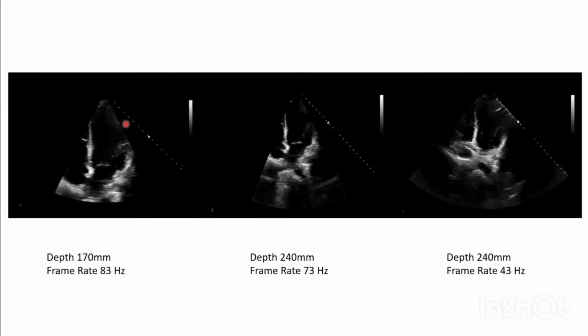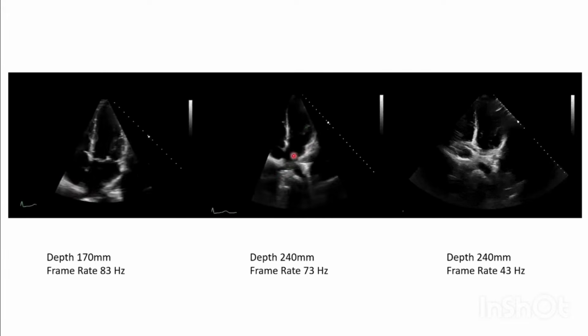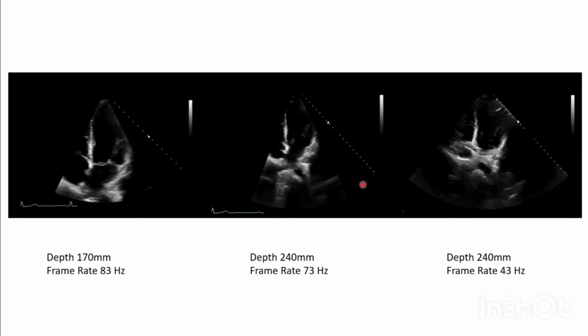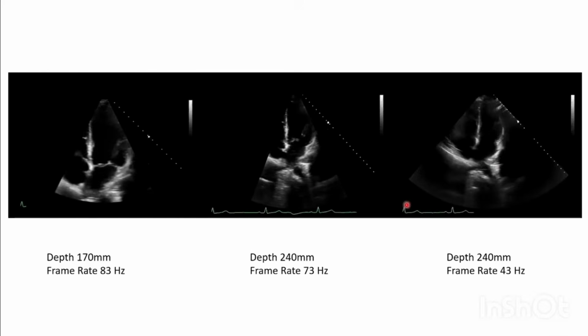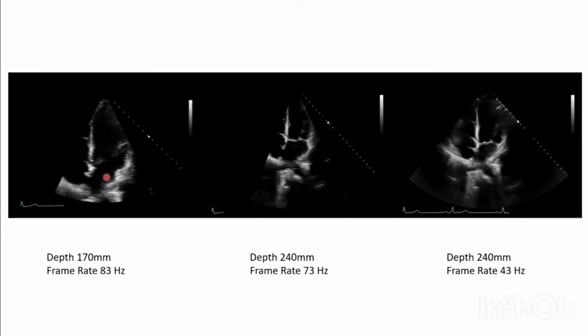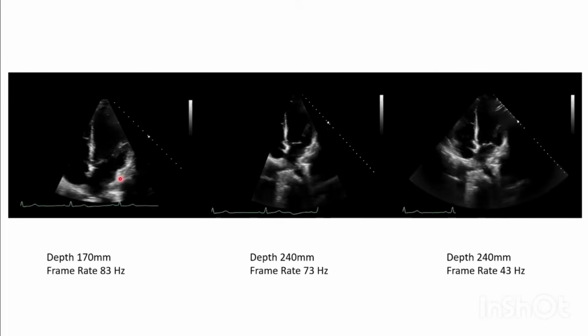So this is a cine image that will show a better frame rate of 83 hertz. This is showing a lower frame rate, 73 only, and when the sector size is increasing, it is showing a lower frame rate. So this has better, clearer resolution than these two.